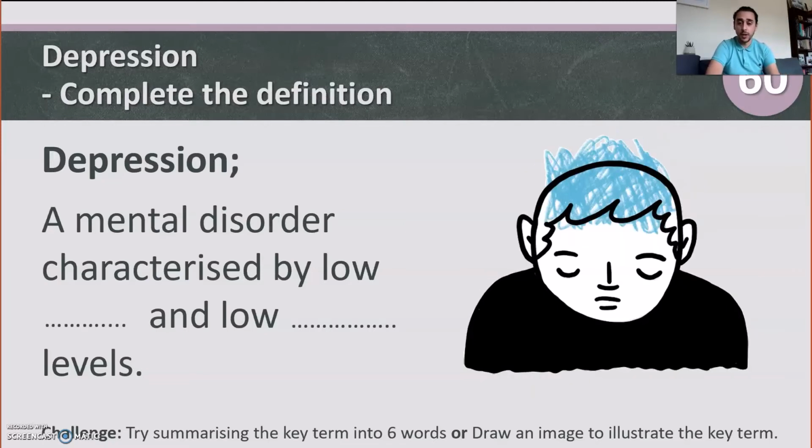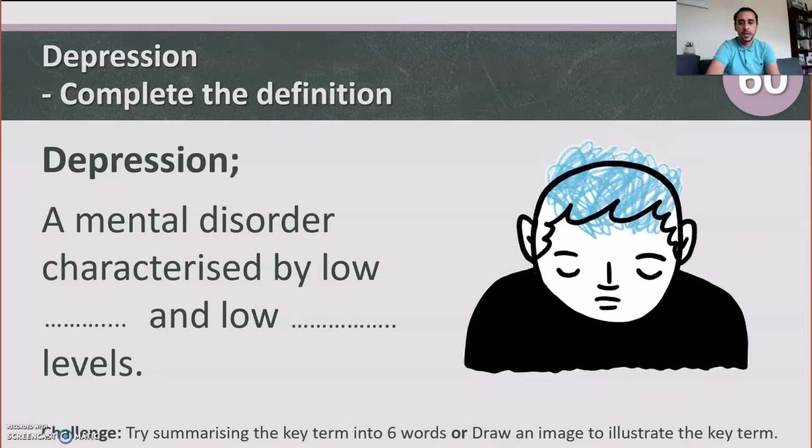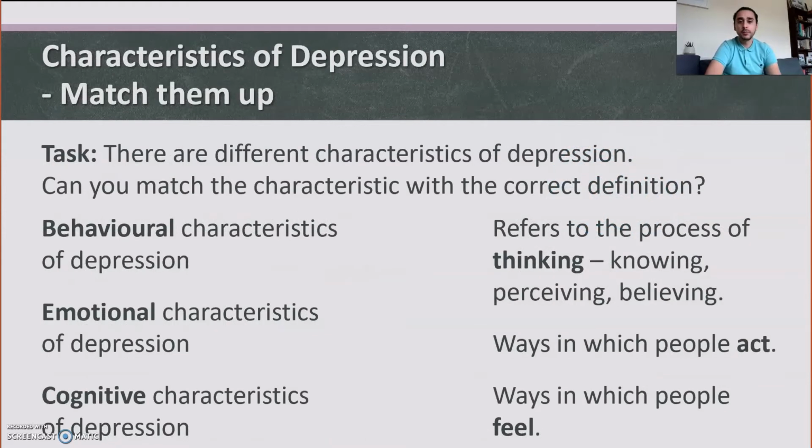I haven't given you the words that go in the gaps because I think you can work them out, okay? I want you to fill in the gaps and, as a challenge, draw an image to illustrate the key term. Let's engage our creative side in our thought processing. Think hard. Depression is a mental disorder characterized by low mood and low what levels? Energy levels, okay?